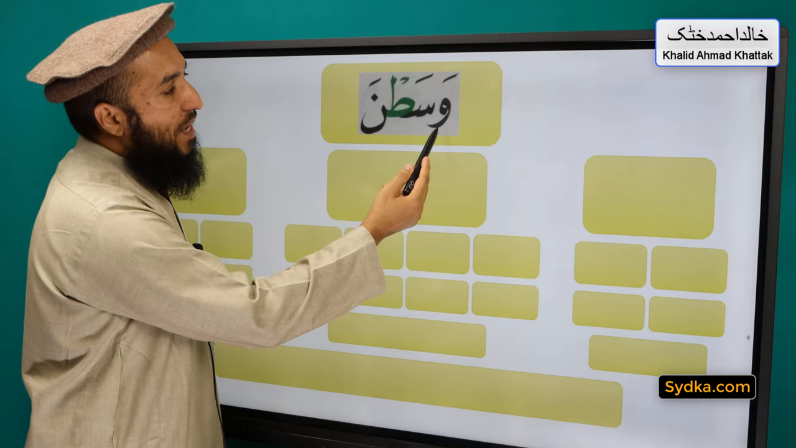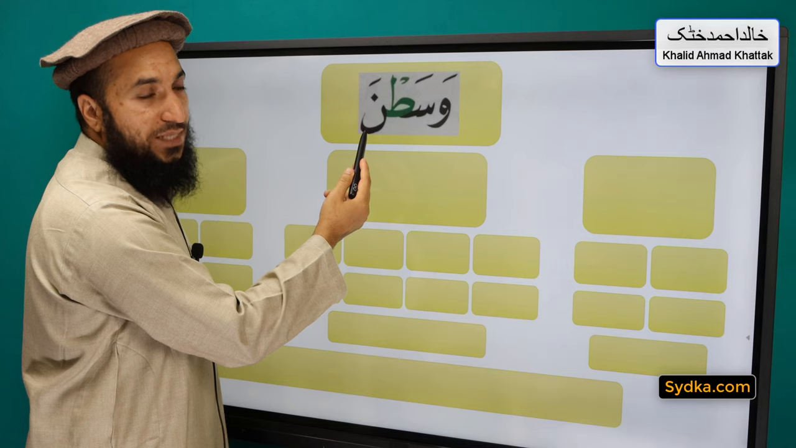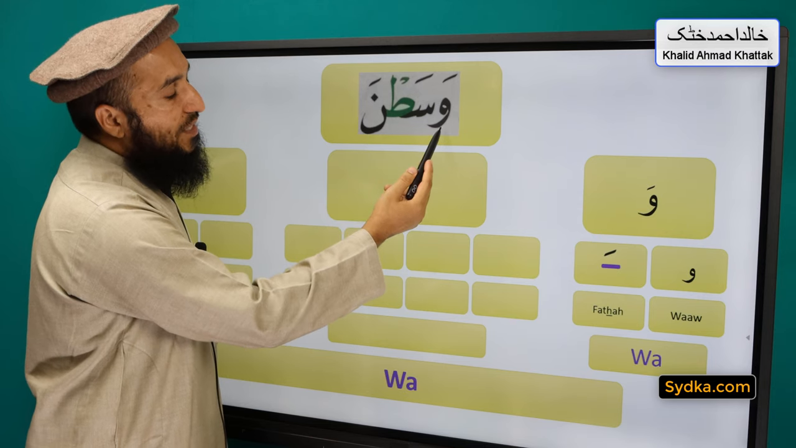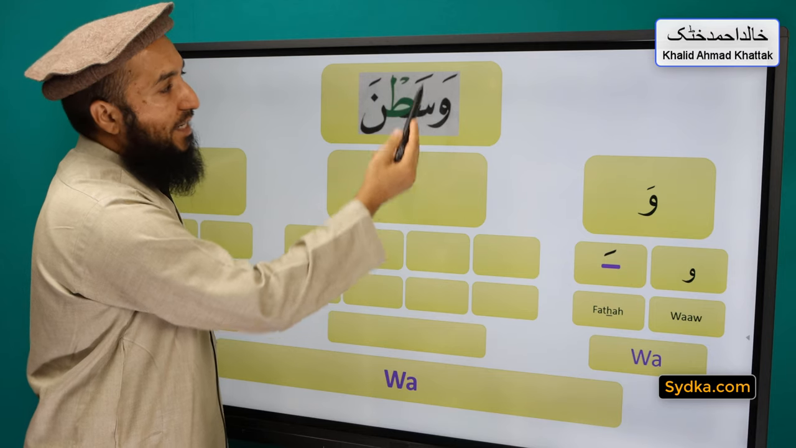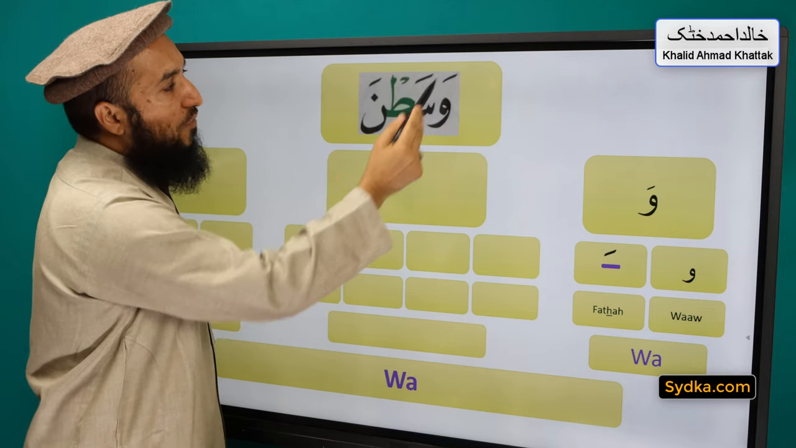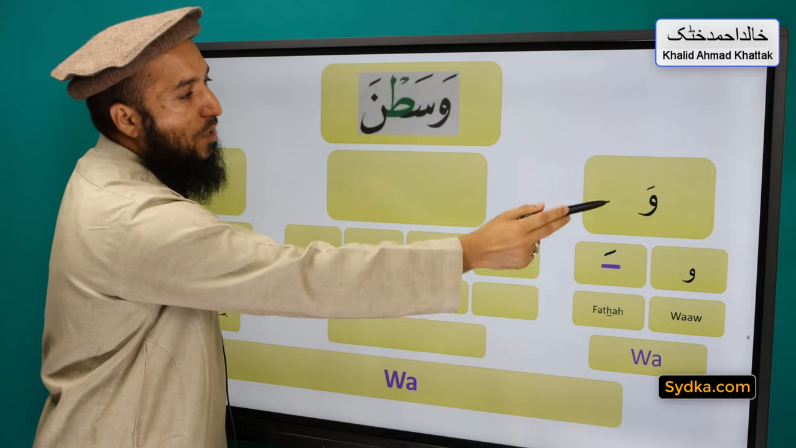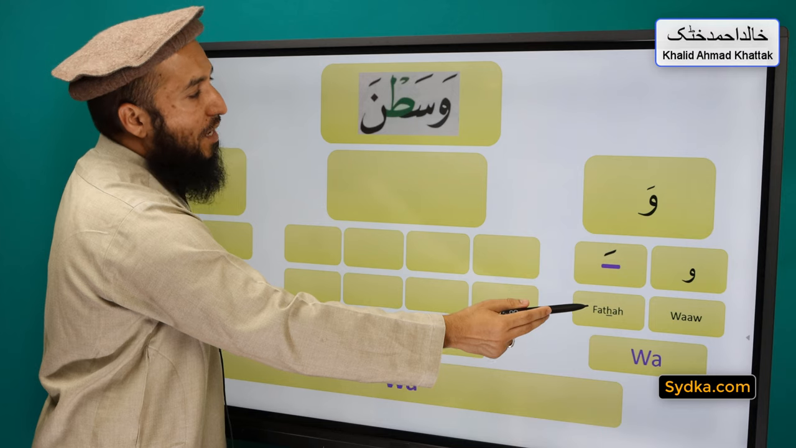The next word we have is wasatuna, and it can be divided into three syllables. The first one is wa, the second one is satu, and the third one is na. So the first syllable we have is waw fatha wa. Waw is a light letter, it has fatha on top of it, and it is prolonged for one count. Waw fatha wa.